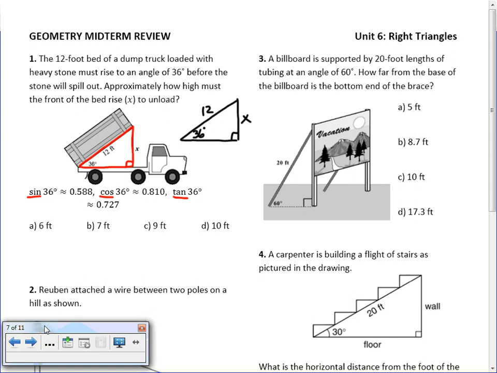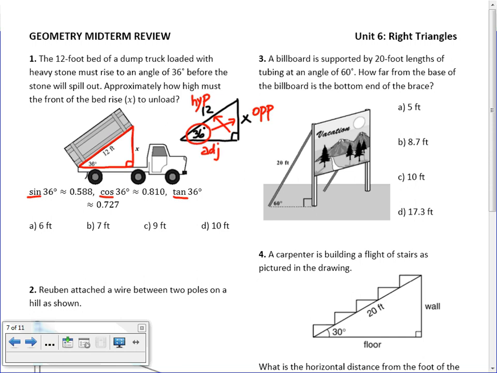So my first step is that I circle the angle that I have been given. Second step is I label the sides. I tend to start with the hypotenuse, which is always opposite the right angle. Then I label the opposite, which is opposite the angle we're talking about, and whatever is left over is my adjacent side.